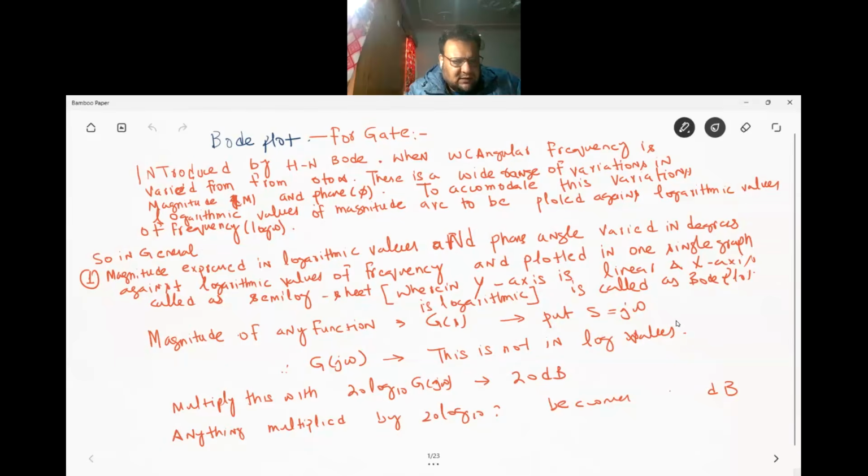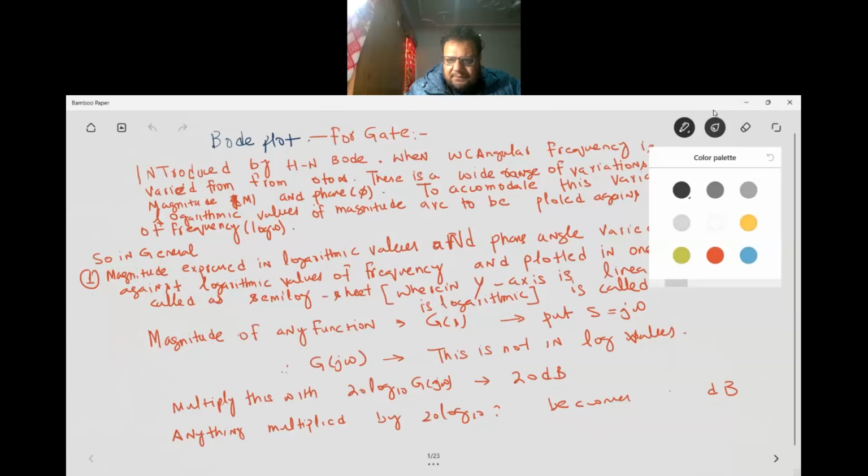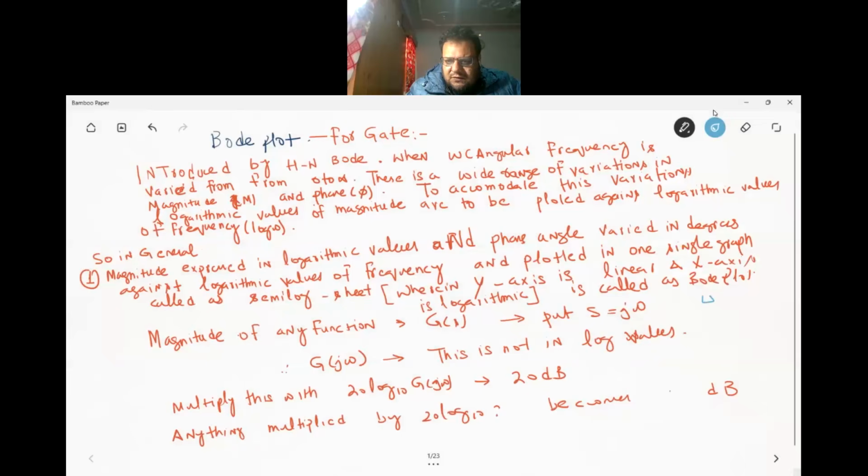So basically, what is the Bode plot? It was introduced by S.W. Bode, wherein frequencies were varied from omega equal to 0 to infinity. When you are varying frequencies from omega equal to 0 to infinity, there is a wide range of variation. To accommodate this variation, he utilizes a logarithmic scale, so it becomes very easy.